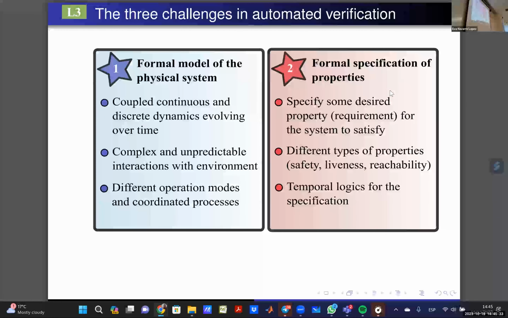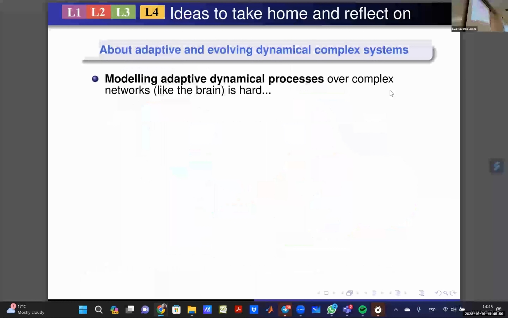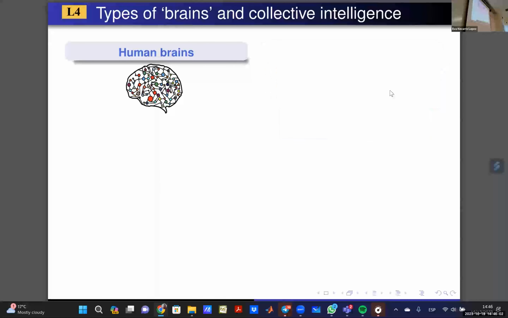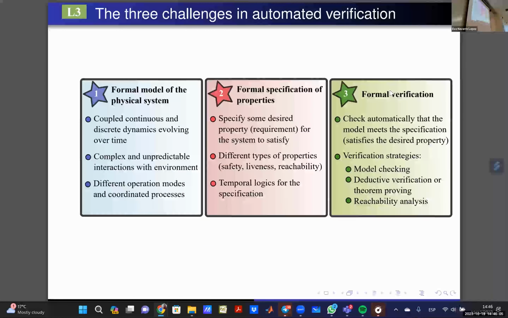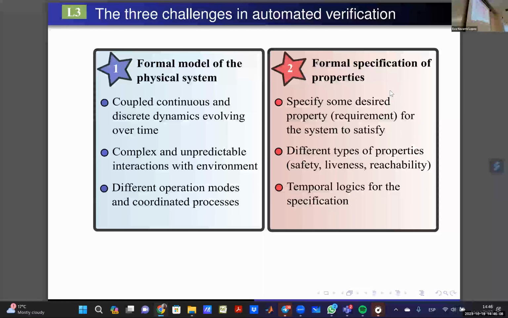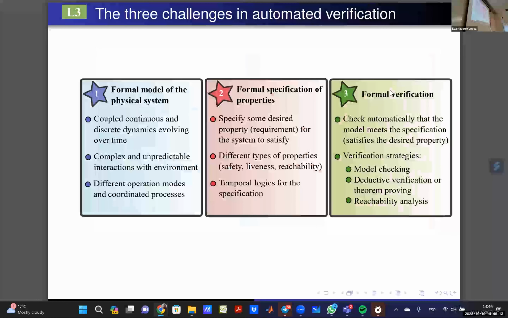The second part of this process is the formal specification of these properties. Now we enter the world of computer science, the discrete abstraction. So you need to specify logically those properties that the system has. But you have different types of properties. So you have safety properties, liveness properties, reachability properties. I can give a talk on this. This little book, I can give a talk about it. And you need to have temporal logics. You cannot use the classical logics because you have time here.